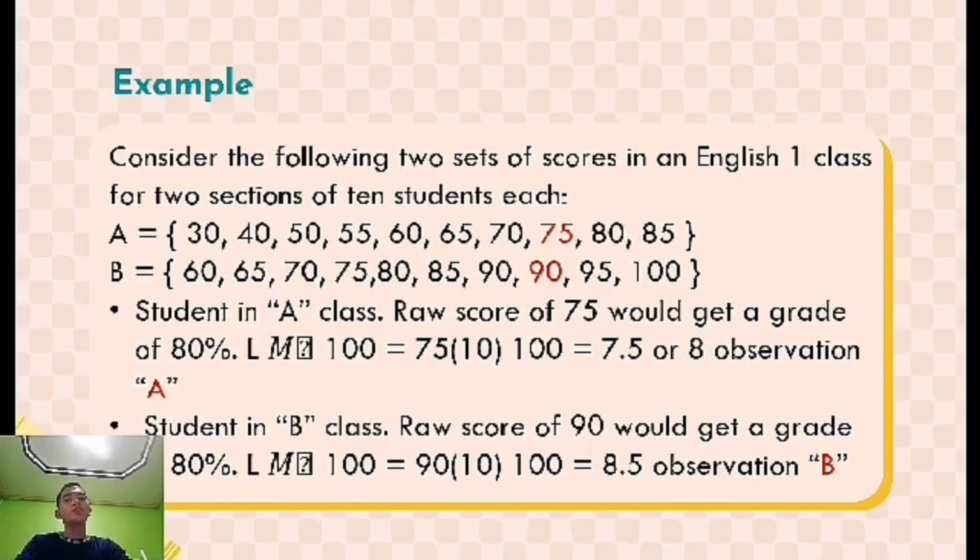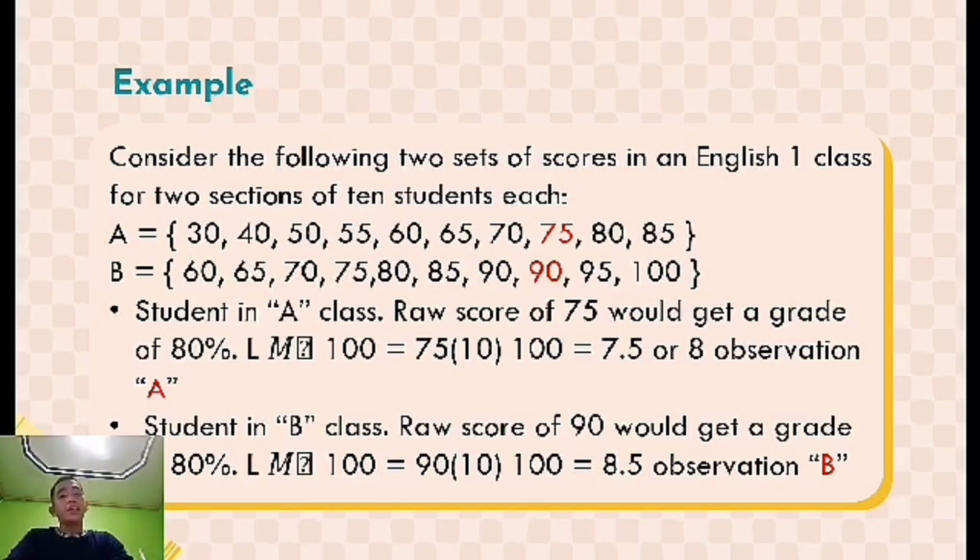Example, consider the following two sets of scores in an English 1 class for two sections of 10 students each. So section A and section B have 10 students each. Then, shall we say, in a 100-item test, these are the scores of the 10 students.